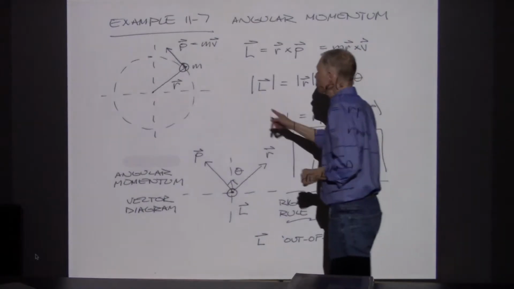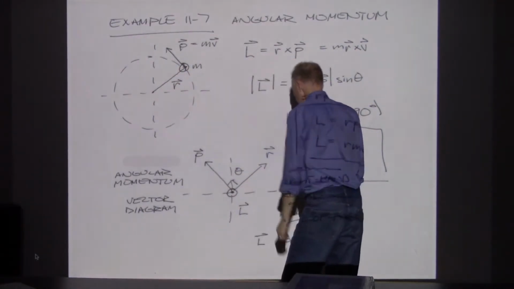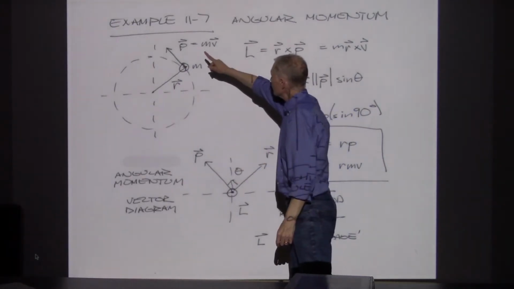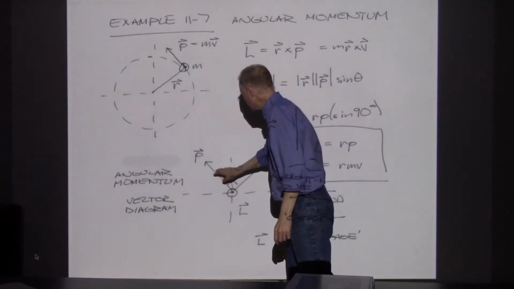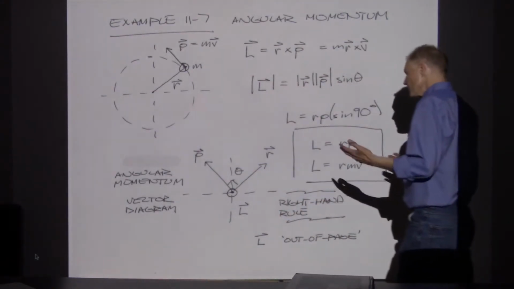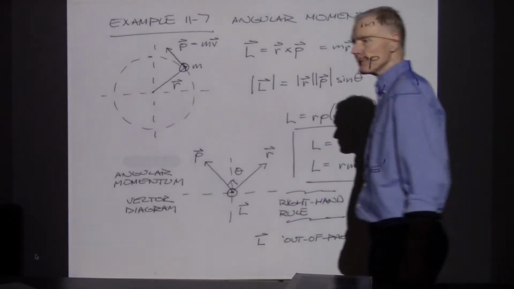The vector diagram for this would come from taking the r, moving it over to here. So I moved the r over onto my vector diagram, and then I took the momentum and moved that to my vector diagram. That is the angle between the two of them. In this case, it's 90 degrees, but it doesn't have to be. More generally, it will not be.